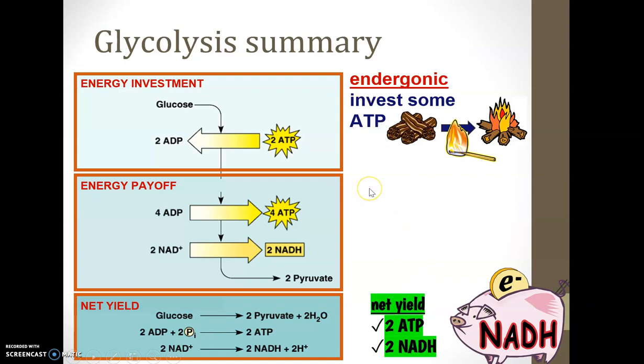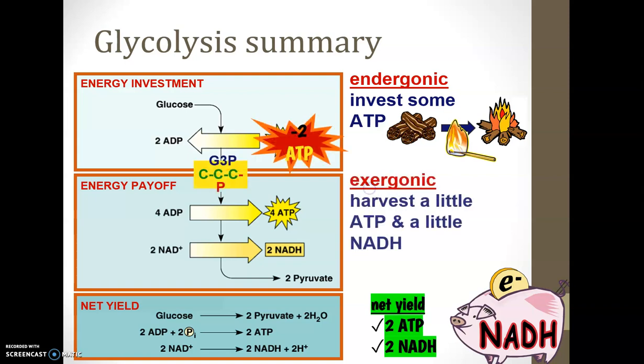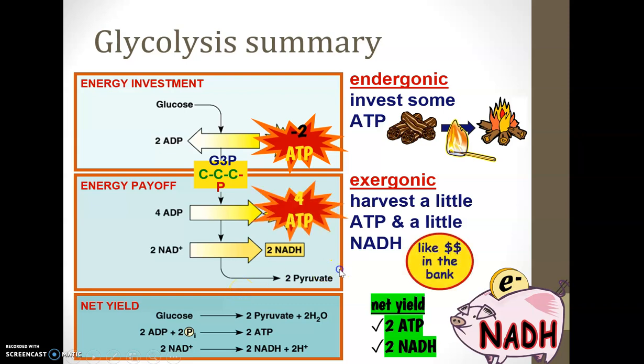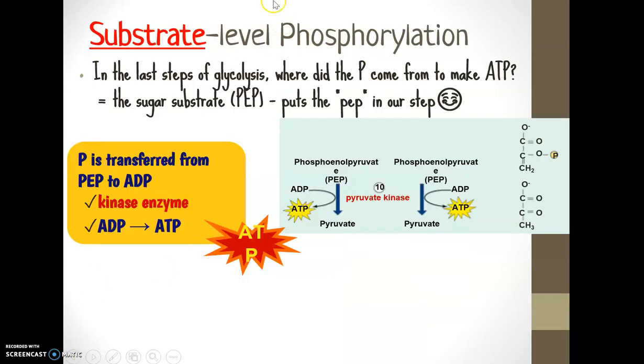So it's endergonic, okay? We're putting energy in to eventually release it. Here it's exergonic because we're harvesting a little ATP and a little NADH, okay? And then here we're going to go over the substrate level phosphorylation with our kinases, and I'll do that in part 3.